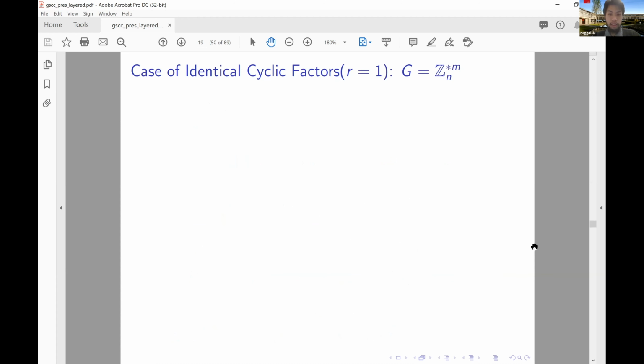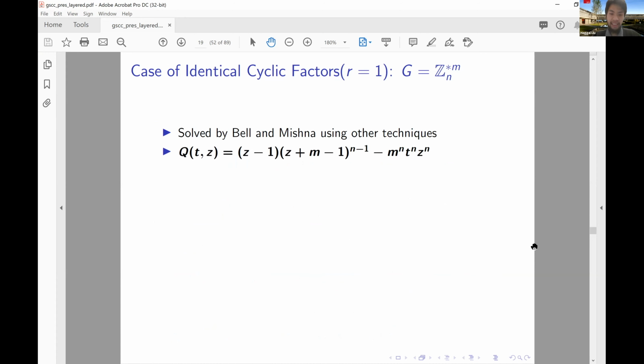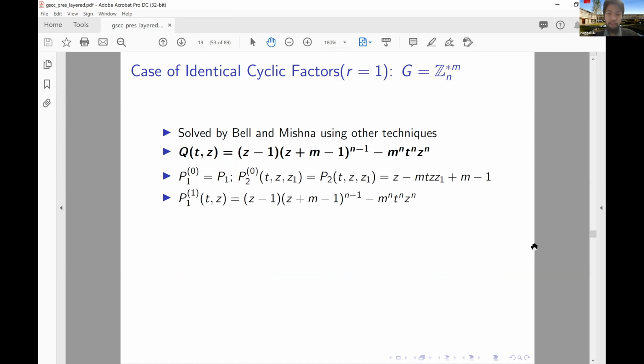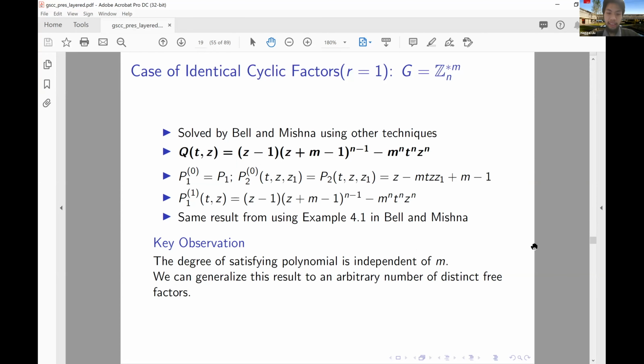For the case of R = 1, this is actually pretty easy, because this is already solved in the paper by my advisor using a different technique. Here's what they get for their satisfying polynomial. Notice that if I run the algorithm, I get exactly the same one. The key observation is that this degree here is independent of M, which means the number of identical cyclic factors doesn't actually appear in the exponents. They only appear as coefficients. And this is actually true for an arbitrary number of distinct free factors.